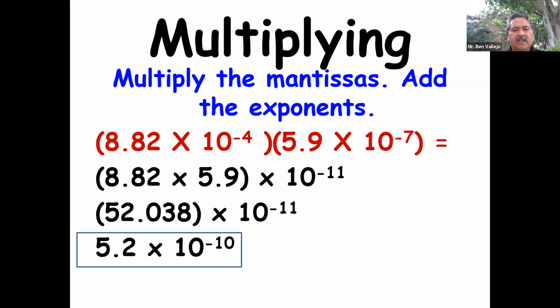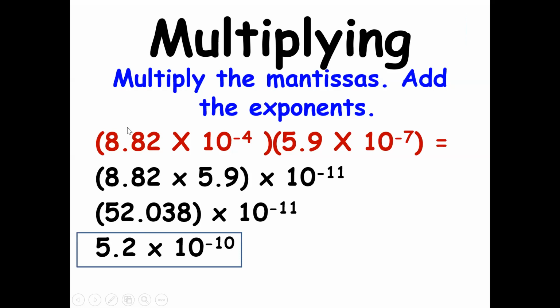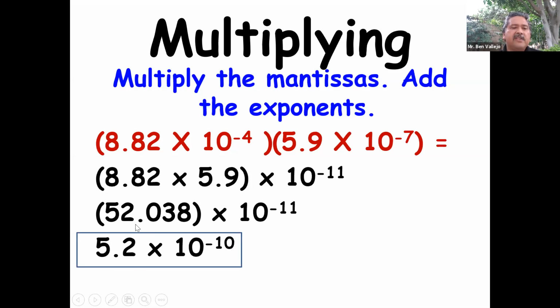Two sig figs? Say that again. You said 2 sig figs or 5? It's 2 sig figs because if you take a look over here, we started with 3 here and we have 2 here. Your answer should have the lowest number of significant figures of the two things that you're multiplying together. So you've got 8.82 times 5.9. This one has 3, this one has 2. And that's how we got the 5.2 times 10 to the negative 10.